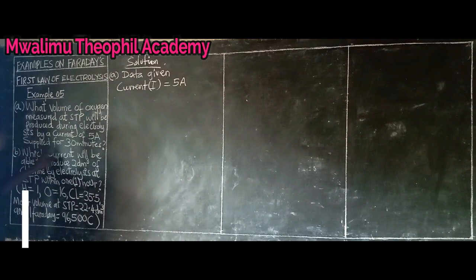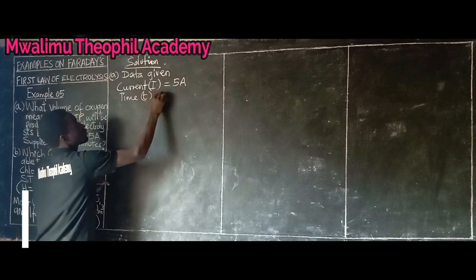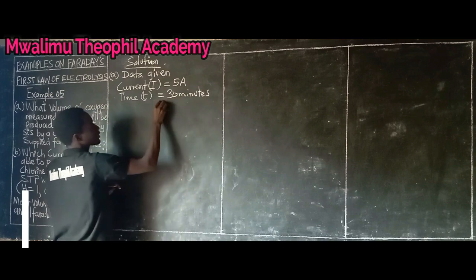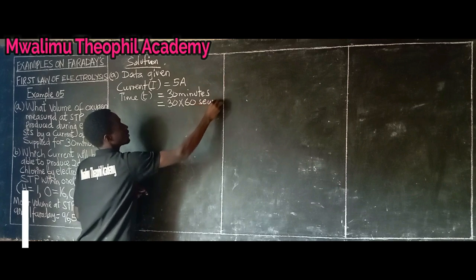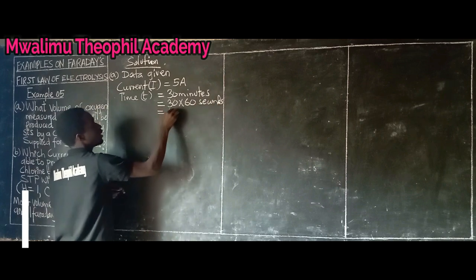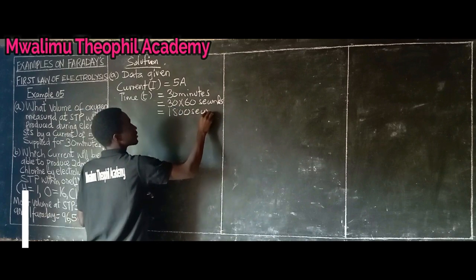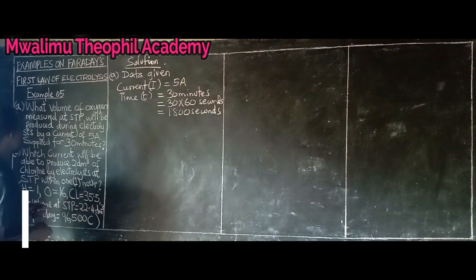Also, we are given the time, 30 minutes. Time T is equal to 30 minutes. 30 minutes in seconds will be equal to 30 times 60 seconds, which is 1800 seconds. This is the time we have, but we are asked to use these two data to find the volume of oxygen at STP.